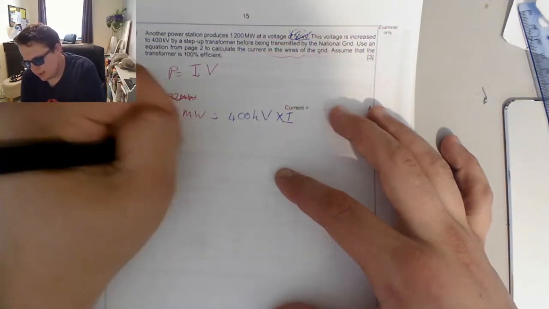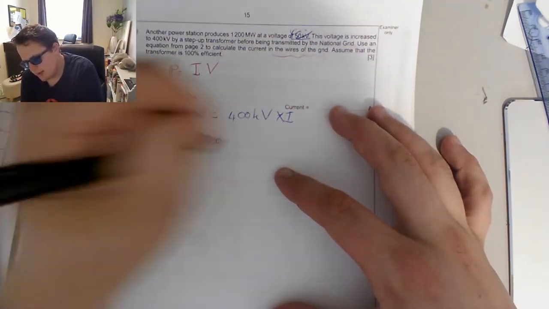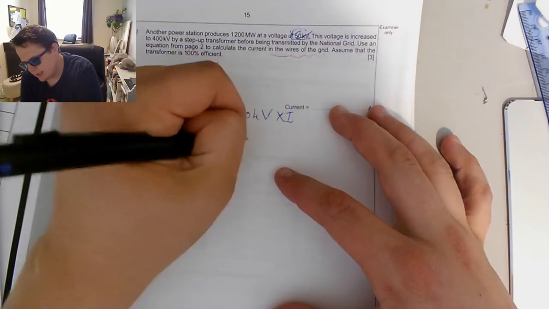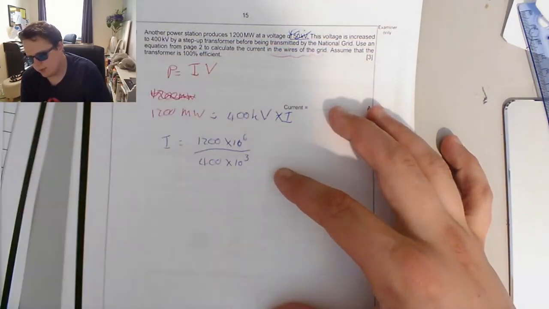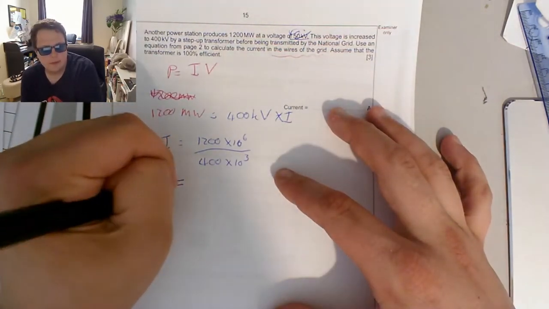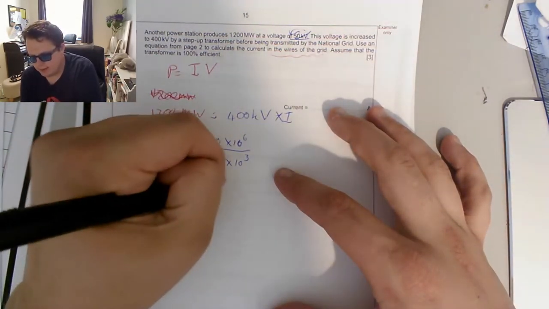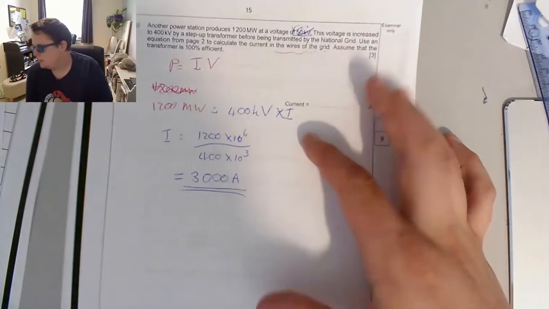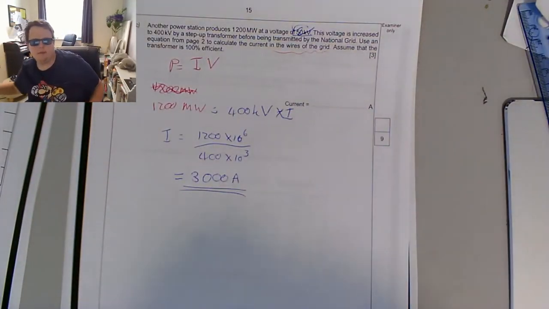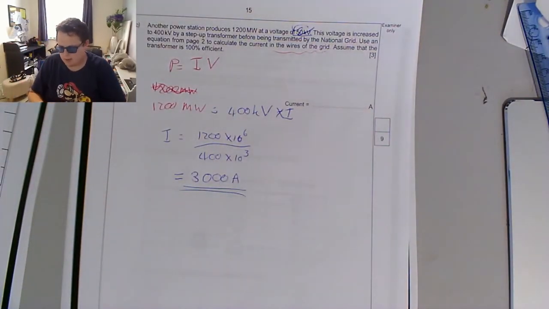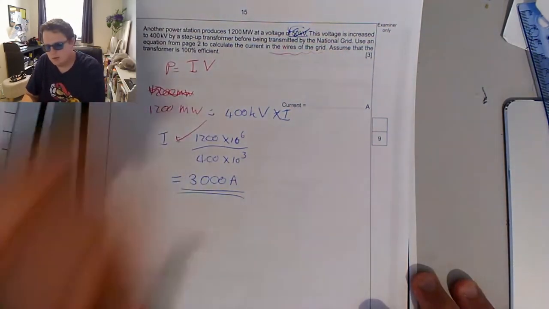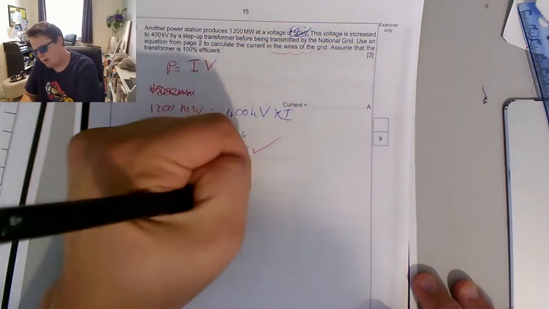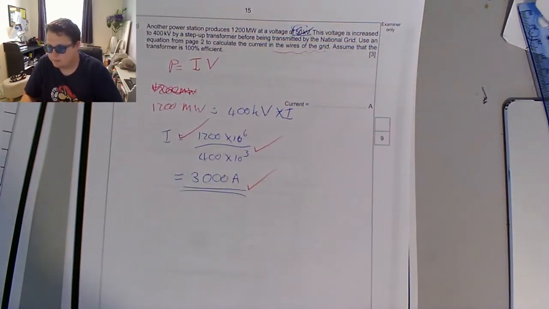So the current is going to be 1200. Mega is millions, so times 10 to the 6. Divided by 400 times 10 to the 3 because it's kilo. And this current then is 3000 amps. In terms of the marks, 1 mark for rearranging this equation, 1 mark for the substitution, 1 mark for getting an answer of 3000.